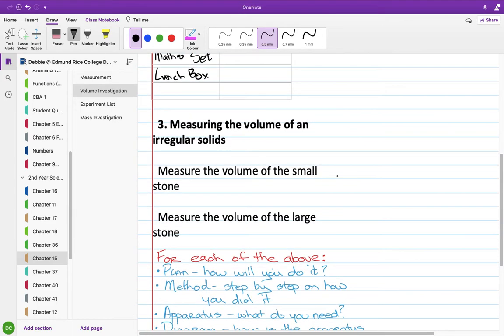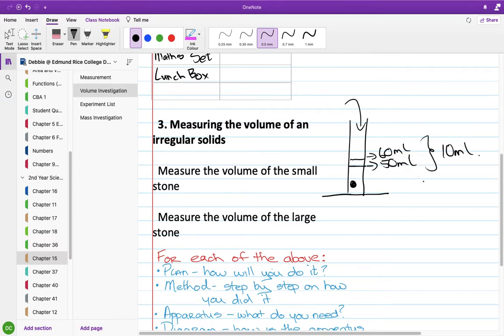The third one here then was measuring the volume of irregular solids. So I suggested a small stone and a large stone as our irregular solids. A small stone would fit in a graduated cylinder. So what you do is you put some water into your graduated cylinder, let's say 50 mils of water. And then in the top you drop in the stone, and that will cause the water to go up, let's say to 60 mils. Whatever it went up by is the volume of the stone.